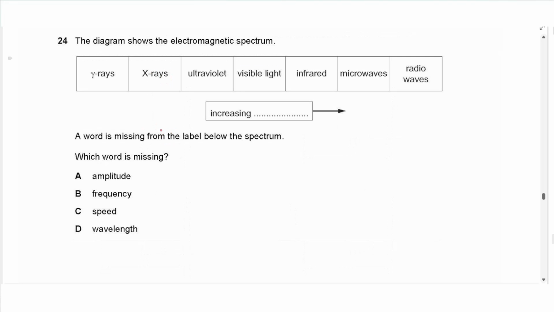Question 24 says the diagram shows electromagnetic spectrum. A word is missing from the label below the spectrum. So this is the direction of increasing what? It is not amplitude and it is not speed. It should be either frequency or wavelength. So going from gamma rays to radio waves, the wavelength is increasing and the frequency is decreasing. So this is increasing wavelength.